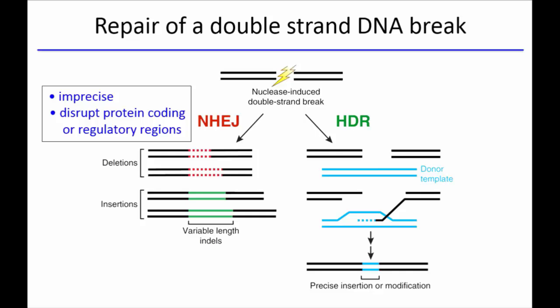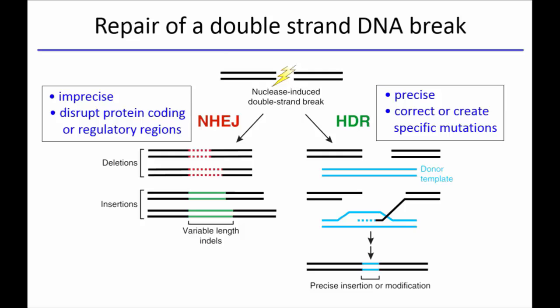And through this, you can create a precise insertion or modification so that you can have a very pinpointed change. And so this process is precise, and it can be used to correct or create specific mutations. So this is probably the key to understanding these processes, is to understand the difference between NHEJ and HDR.